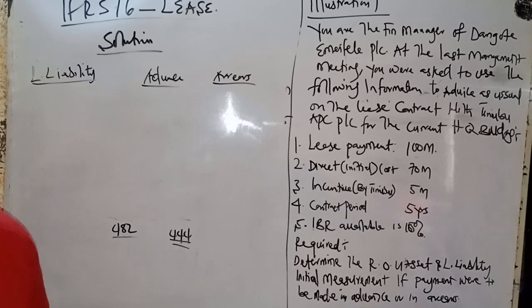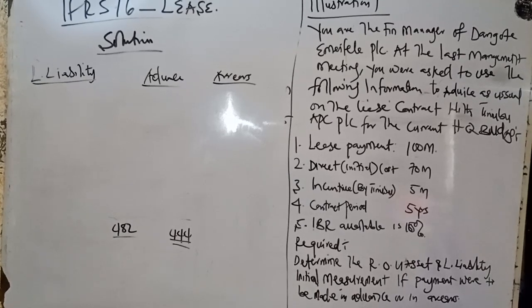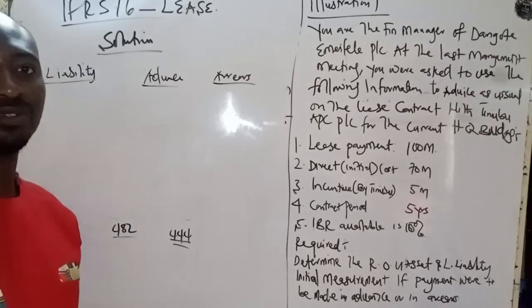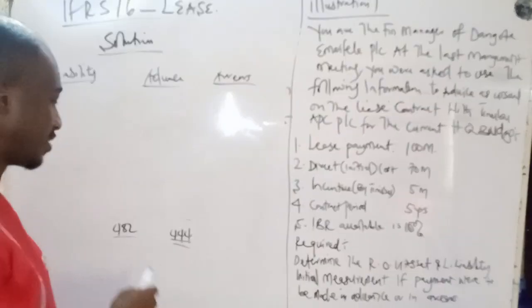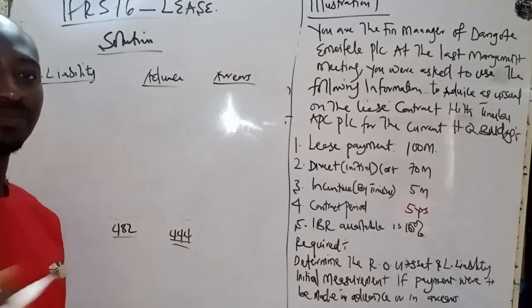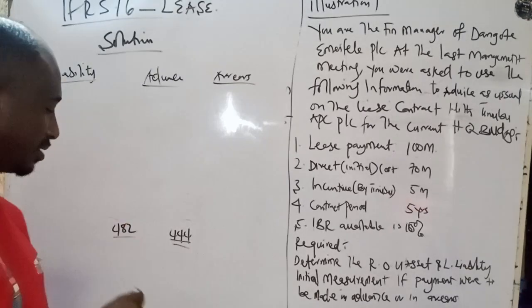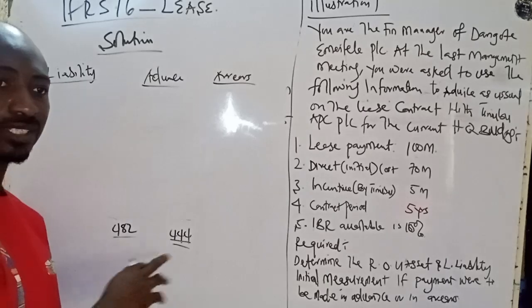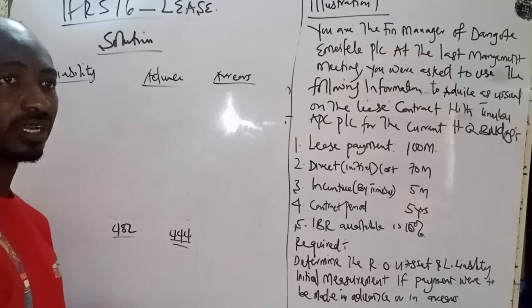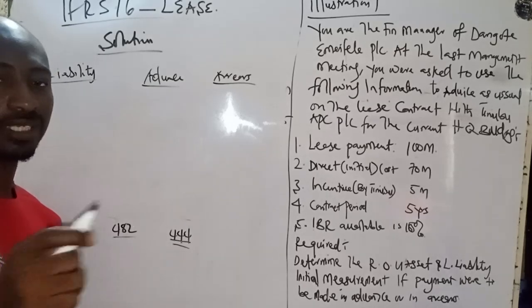It's not something that is difficult. All that you need to know is to just put your mind. Look at what I am doing. So to determine the initial measurement of lease liability, whatever it is that you have as your right of use asset, I told you the treatment is this: you debit your right of use asset under non-current asset, and then you credit this liability under your non-current liability.